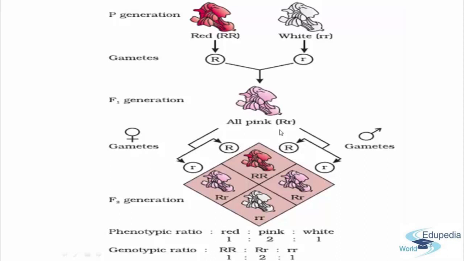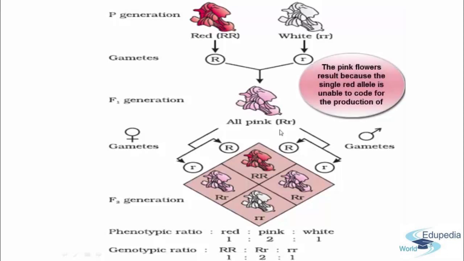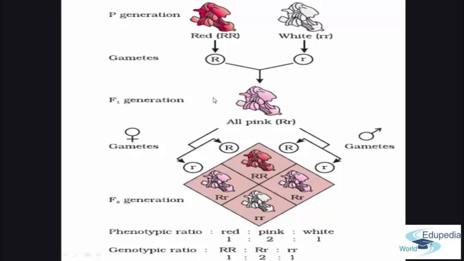It was seen in plants such as primroses, four o'clock and snapdragons. Red or white flowers are homozygous while pink ones are heterozygous. The pink flowers result because the single red allele is unable to code for the production of enough red pigment to make the petals dark red. This was the reason because of which the pink flower was produced.